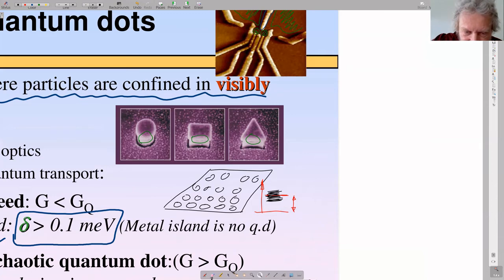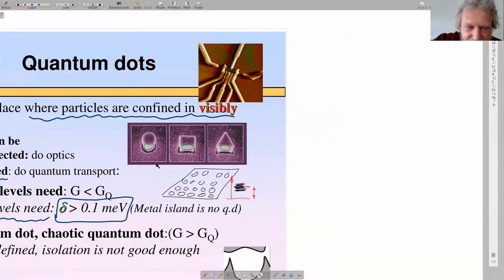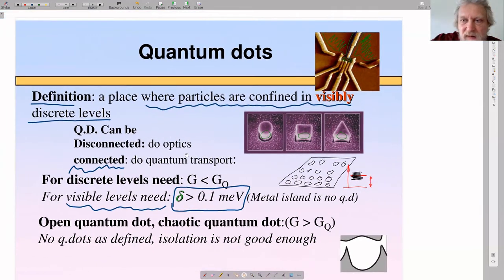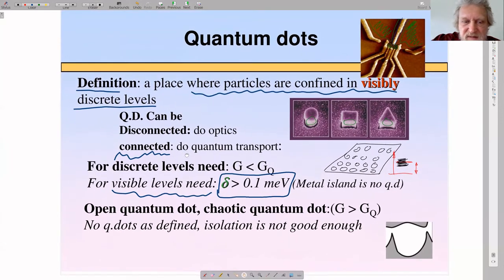So let us get back to normal size. There are also some important things which are left on this transparency. Right. I need to discuss, and I would do it already here, a criterion for a transport dot to have discrete levels.